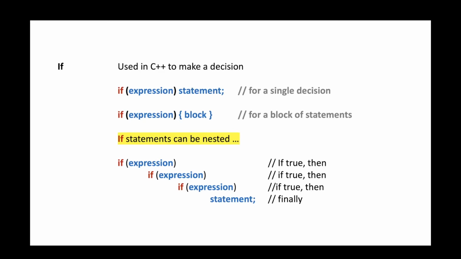To make decisions in C++, we use the if statement. This is the syntax: if, then the expression in parentheses, then we have a statement or a block of statements. As we know, we can put in the brackets and make a block of statements. And this is true for any of the commands that I'm going to be talking about today.